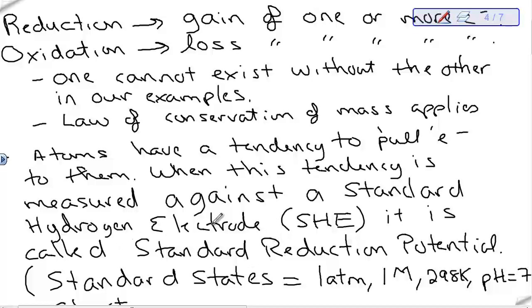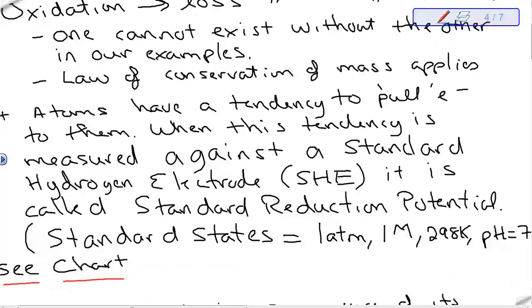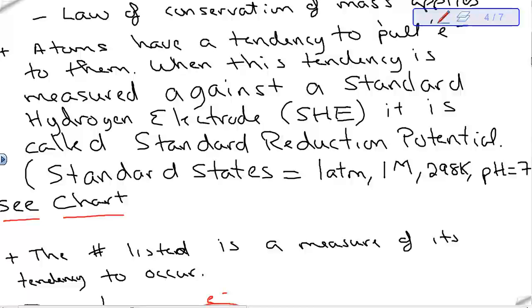And that defined reference point is called a standard hydrogen electrode. It is our defined zero value in this system, and the unit we use for this is voltage, which stands for electrical potential. So these tendencies are measured against this electrode, and they're called standard reduction potentials. Just remember, the word standard applies to standard states, which are the defined conditions: 1 atm, 1 molar, 298 K, and in biochem applications you typically bring in pH. We won't see that, but just in case, it's a pH of 7.